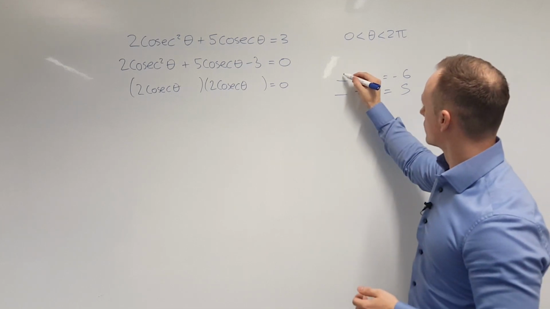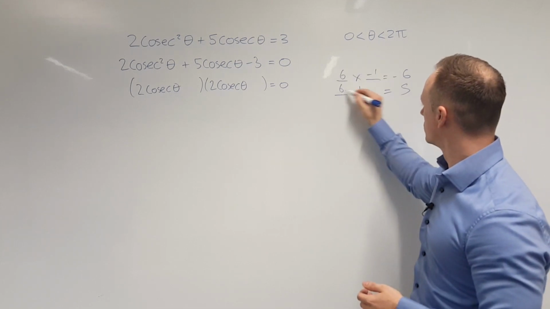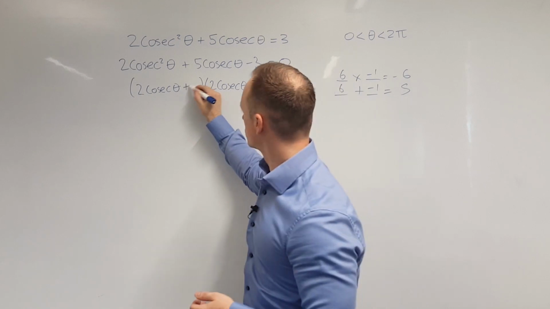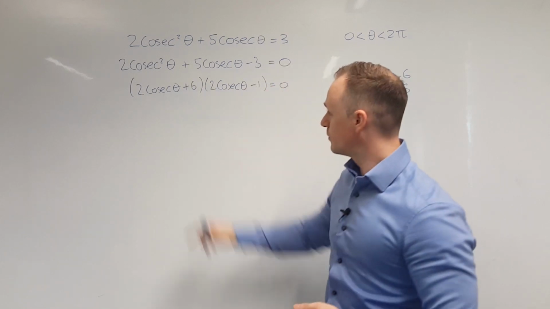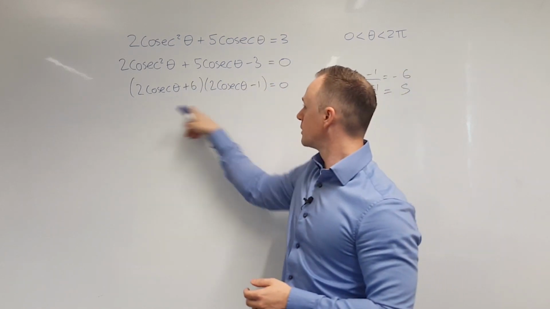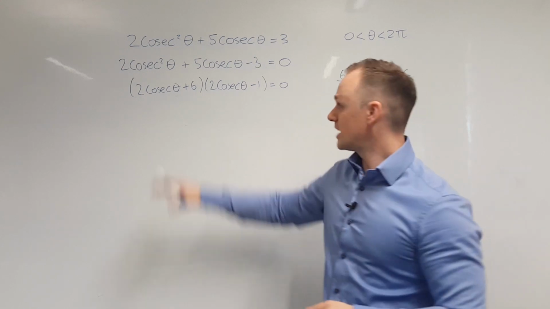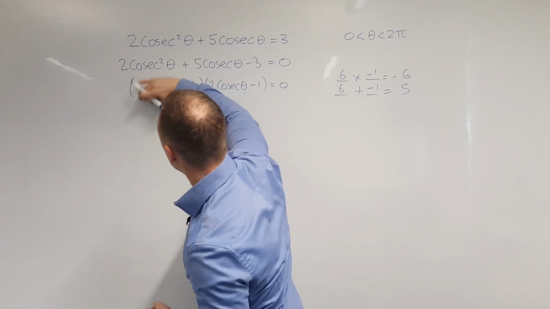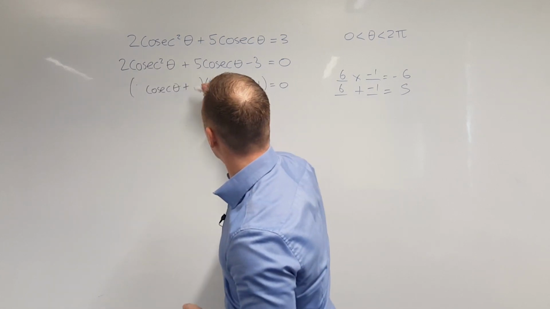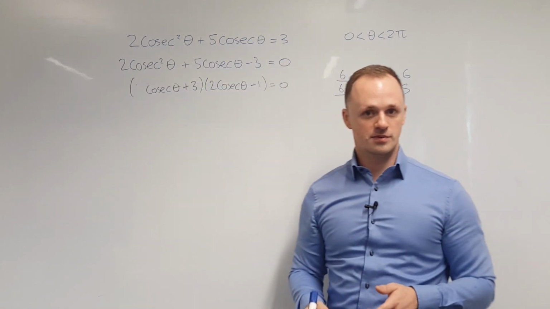So the numbers I want are going to be 6 and minus 1. So I can pop plus 6 and minus 1 in here. But obviously if I expand this out now, I would end up with 4 cosec squared theta. So I need to look for a factor of 2 to pull out of this. That's coming in this bracket here. I can divide this whole bracket by 2. And then I've got it factorised.